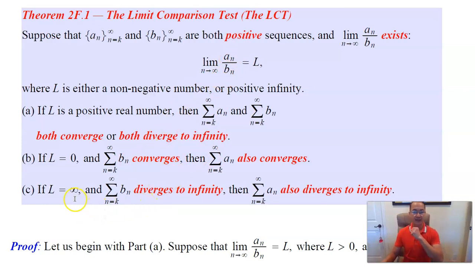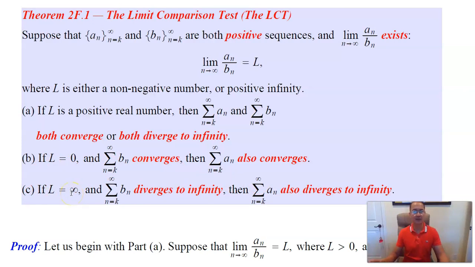Last case. If the limit were infinity, so this quotient is approaching a very big number. It's getting bigger and bigger. It's not approaching a big number at all. It's getting bigger and bigger without bound. And the series in the denominator, same as part B, summation bn diverges to infinity, then the series in the numerator also diverges to infinity. So you have to be careful with part B and part C.